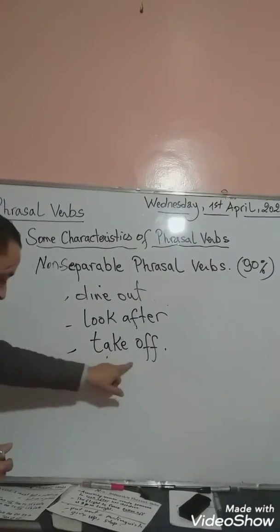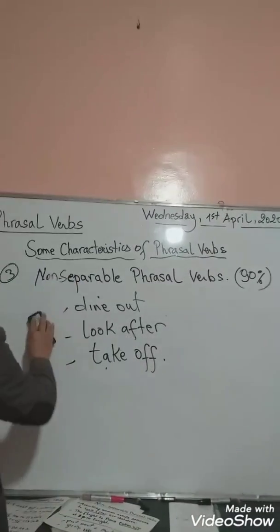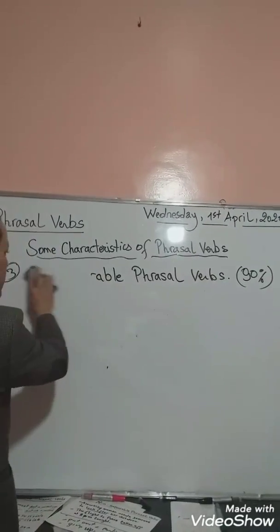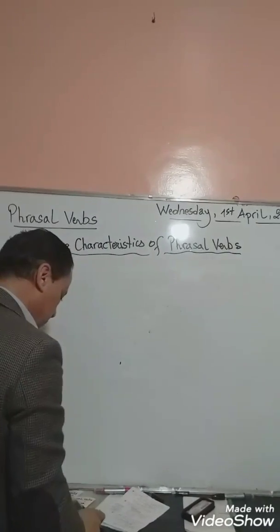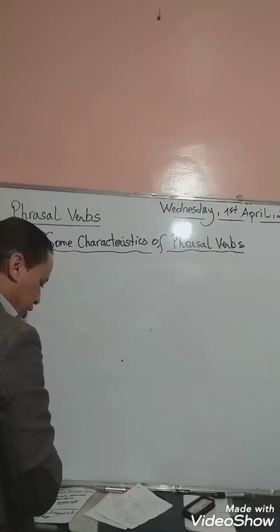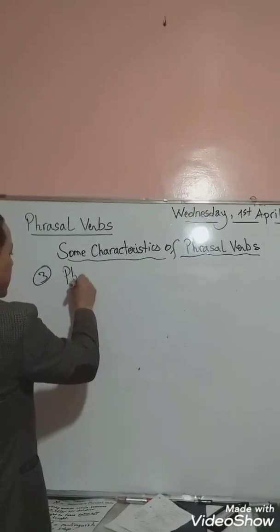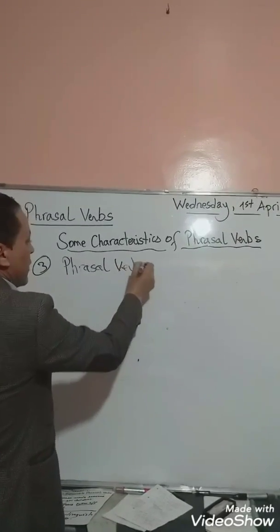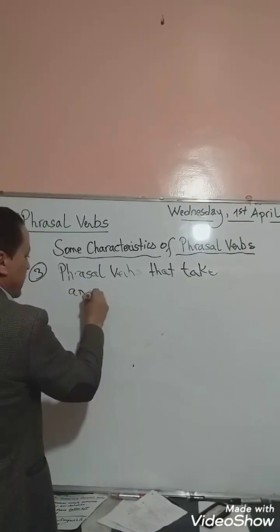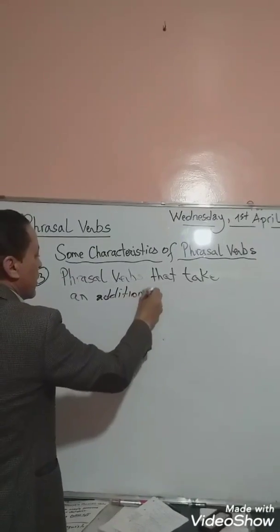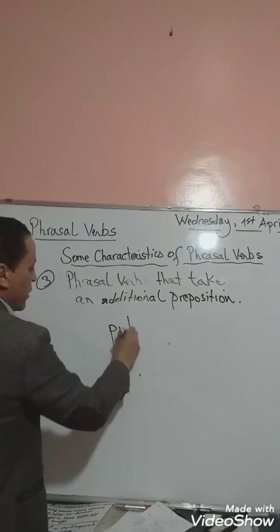Same thing, the plane takes off. There is no object, so you can never separate the verb from its particle. Now we move to the next characteristic, characteristic number 3, sorry, which is that some phrasal verbs take an additional preposition or particle. For example, put up with.